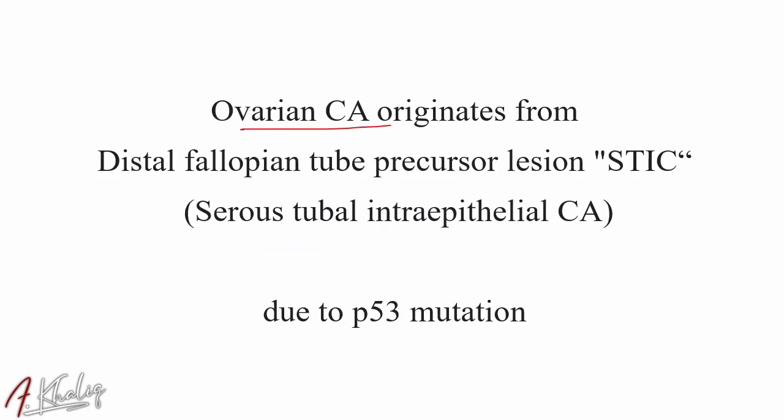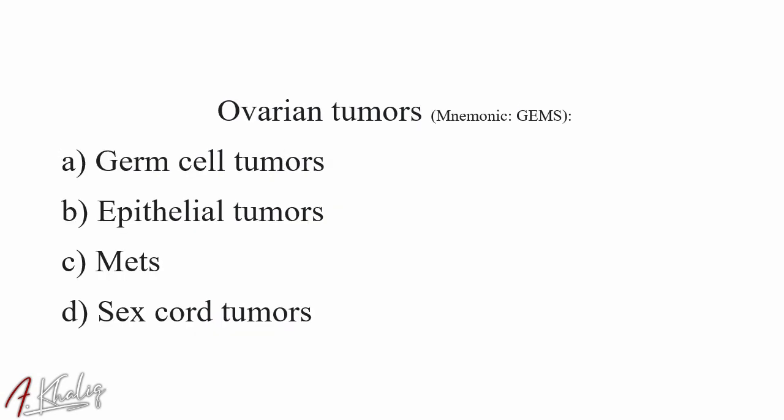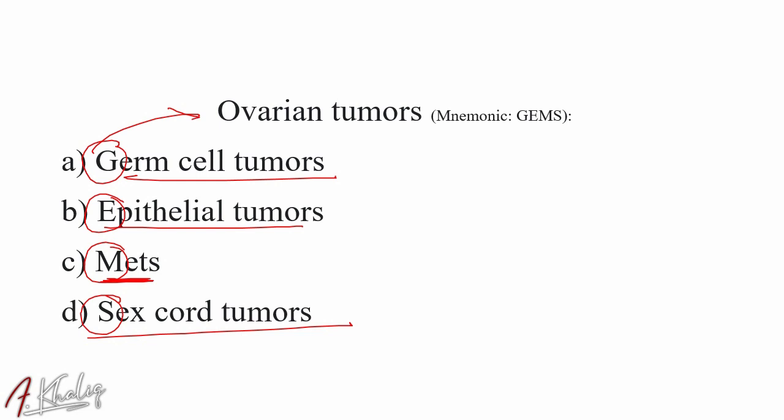Now, ovarian carcinoma originates not from the ovaries, but from the distal fallopian tube precursor lesion called STIC, which is just serous tubal intraepithelial carcinoma, and that's because of mutation in the p53 gene. If you talk about the ovarian tumors, you've got the mnemonic GEMS. For example, G stands for germ cell tumors, E stands for epithelial tumors, M stands for metastatic or METs, and S stands for sex cord tumors. So these all belong to the ovarian tumors.